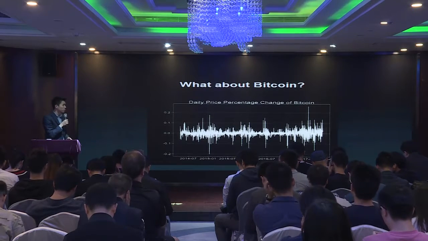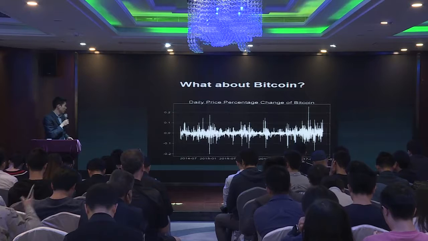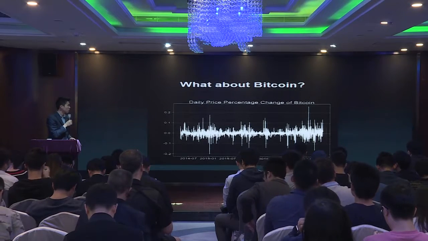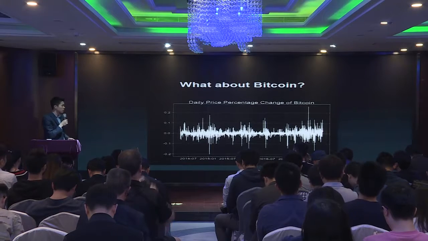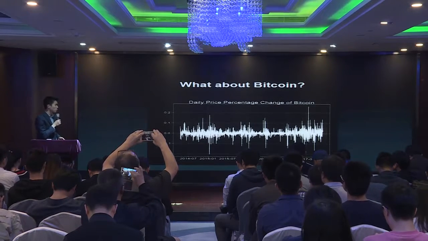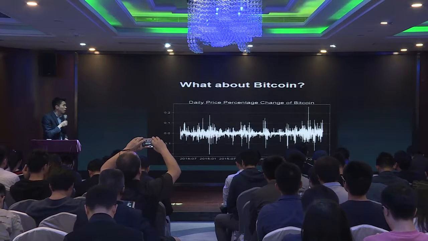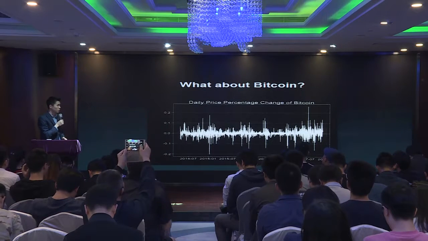So I gathered data of Bitcoin price in the past 4 years, and I plot the daily median price percentage change of Bitcoin. And you can see there were multiple times the price of Bitcoin even fluctuated 20% in a single day, and that was a huge risk.